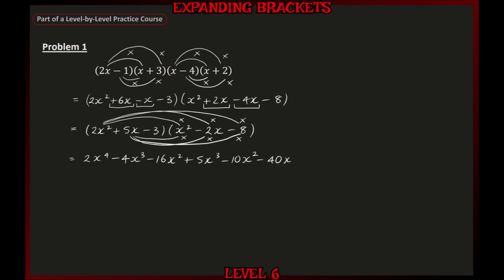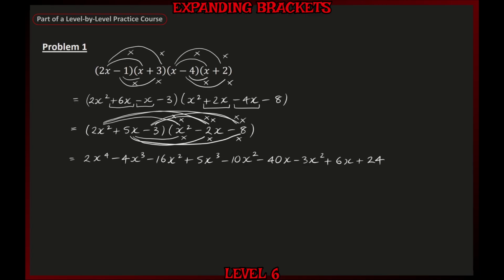Now move on to the minus 3. So minus 3 multiplied by x squared is minus 3x squared. Minus 3 multiplied by minus 2x gives us a positive 6x because we're multiplying together two negatives. And minus 3 multiplied by minus 8 is plus 24.